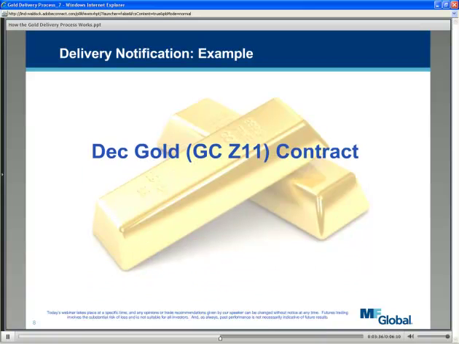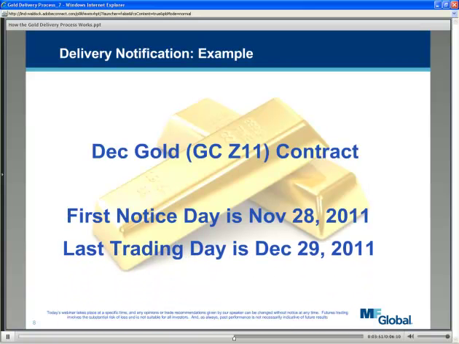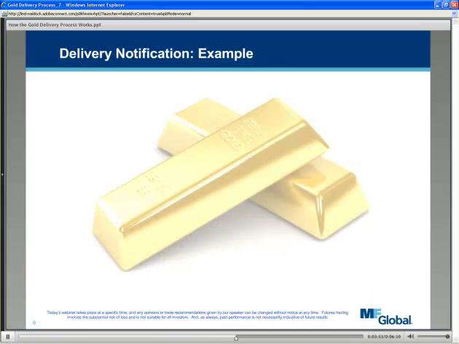For example, any open, long, or buy positions in a December contract could receive delivery notification on or after the last business day of the preceding November and no later than the third to last business day in the December of the delivery year.